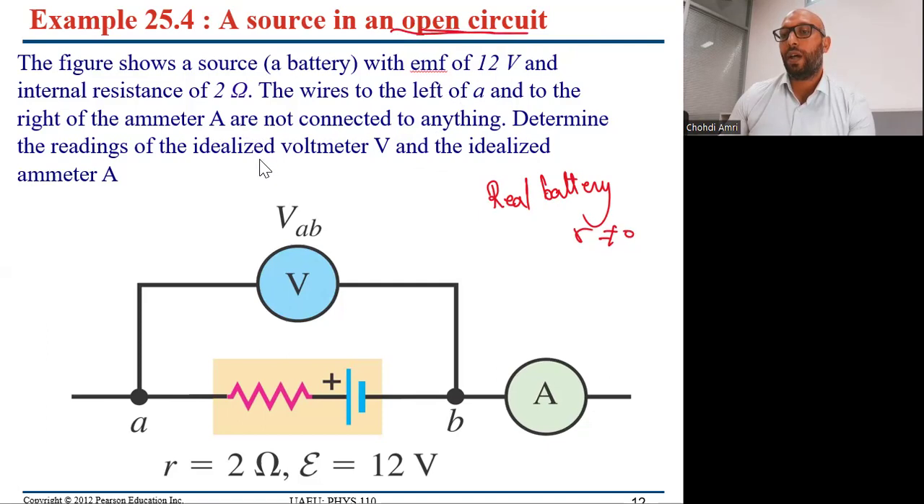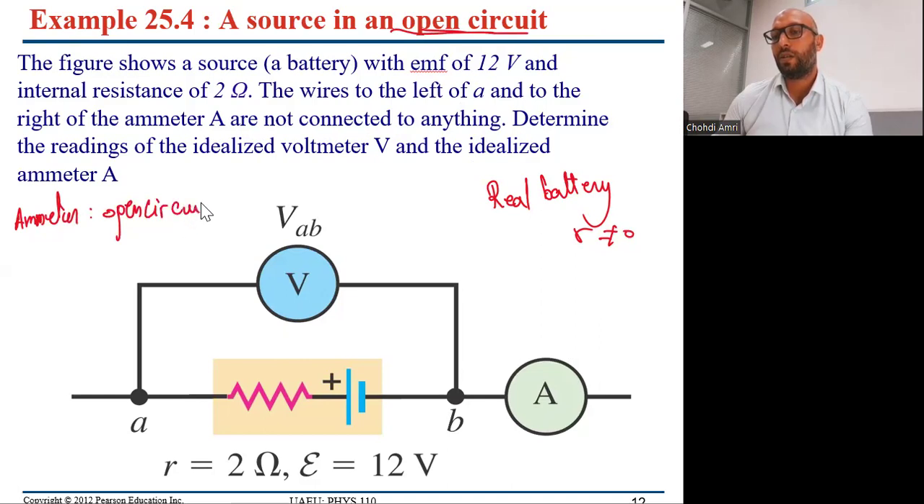Determine the reading of the idealized voltmeter and ammeter. Let's start with the ammeter. For the ammeter, it's an open circuit. So as a result, no current, I equals 0. When we have an open circuit, that means I equals 0.